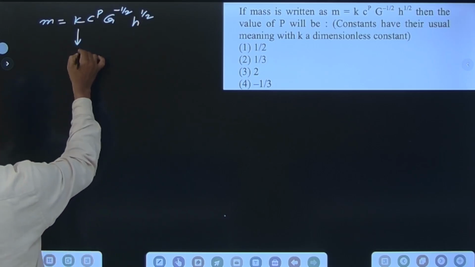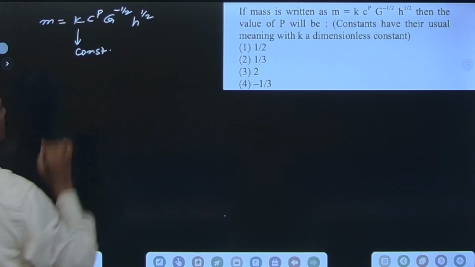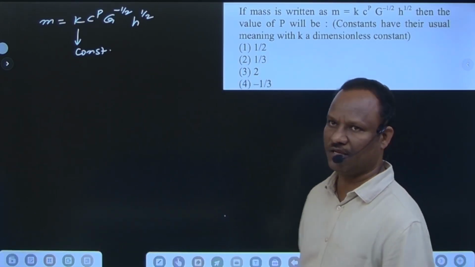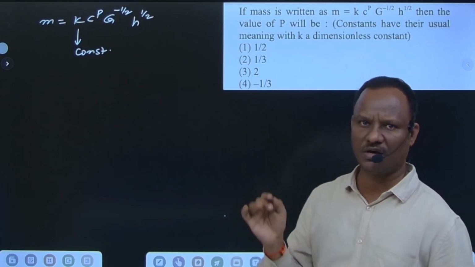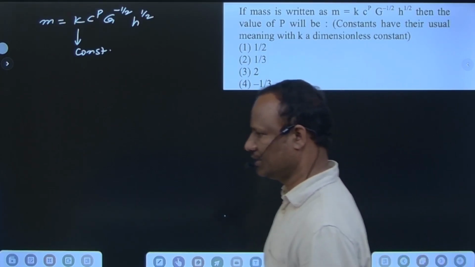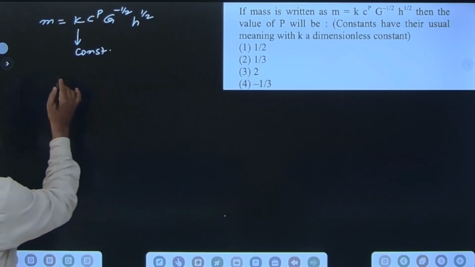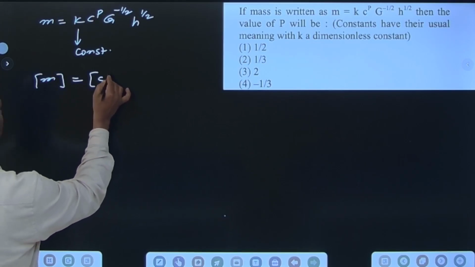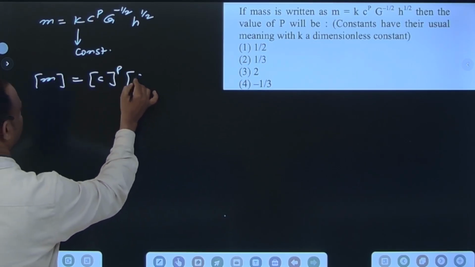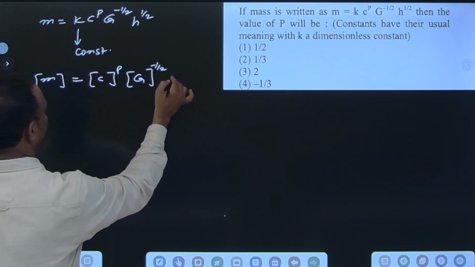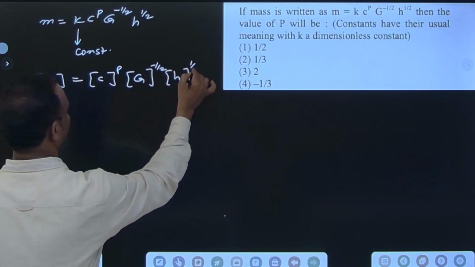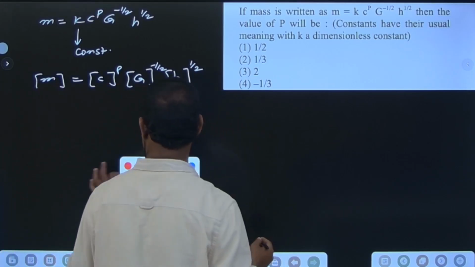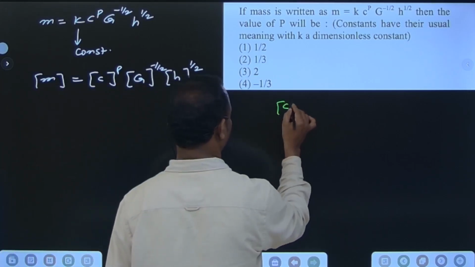K is a constant. So you should know about dimensional formula. Before writing the dimensional formula, you should know the formula of the given physical quantity. So dimensionally, M is equal to C to the power of P, G to the power of minus 1 by 2, H to the power of 1 by 2. First, the dimension formula of C. C is the speed of light.